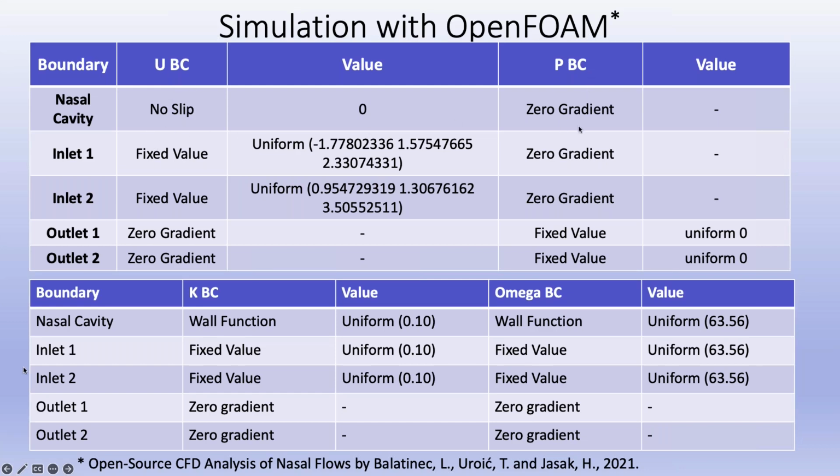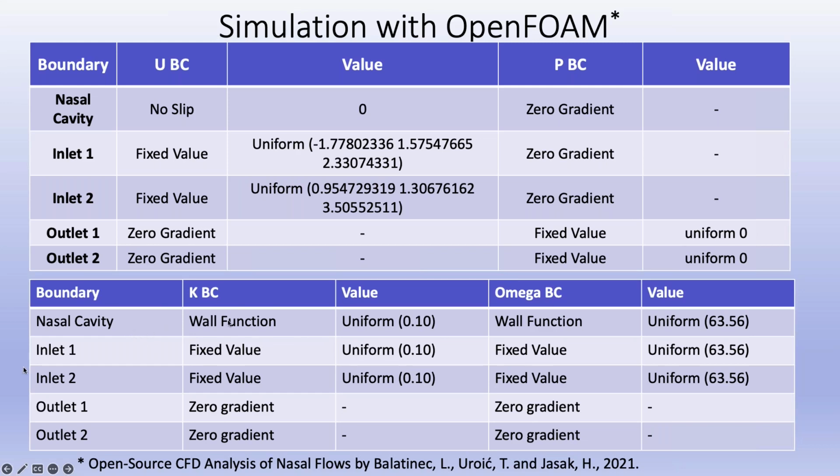For the nasal wall, the velocity boundary condition is no slip, and the pressure boundary condition is 0 gradient. For inlet 1 and inlet 2, we have a fixed value of velocity because we have assumed a constant flow rate into the nose. Corresponding to that flow rate, we have obtained the velocities. And for pressure, the boundary condition is 0 gradient. For outlet 1 and outlet 2, the velocity boundary condition is 0 gradient, and the pressure boundary condition is fixed value with 0 gauge pressure.